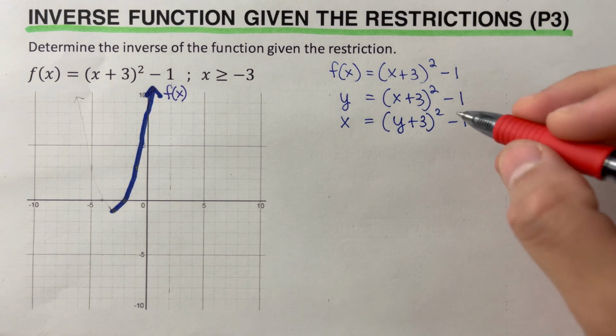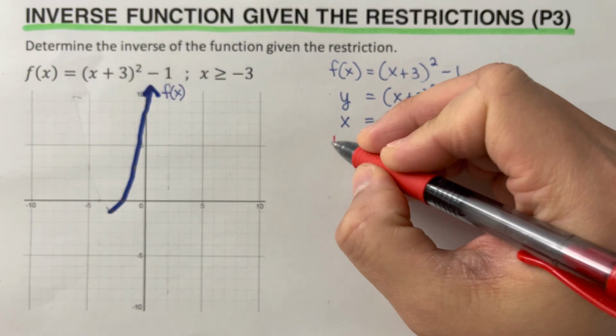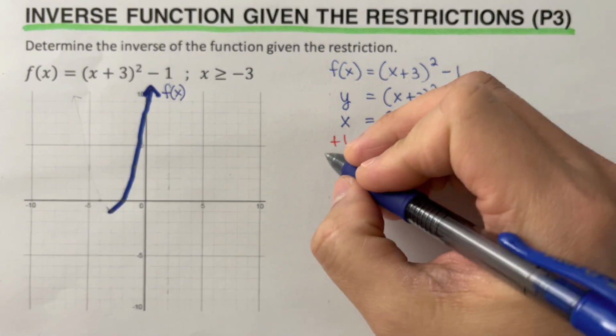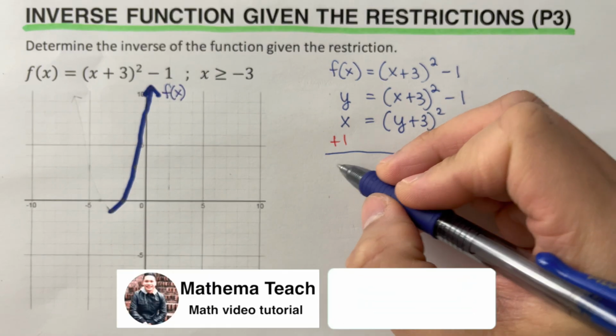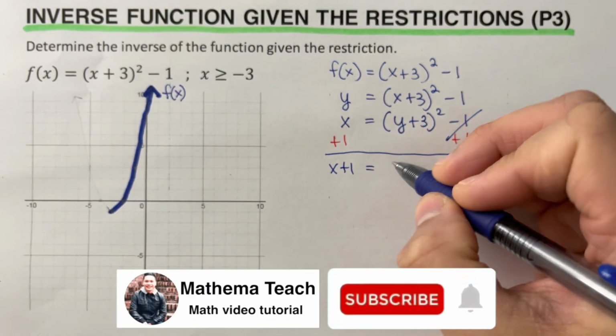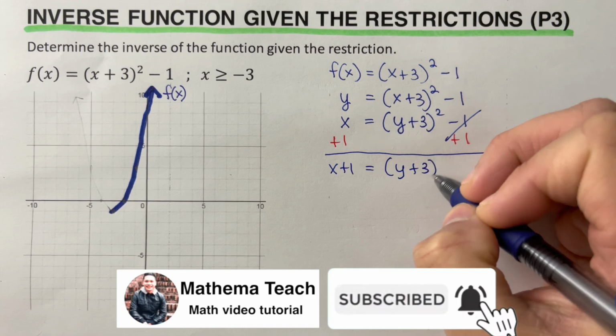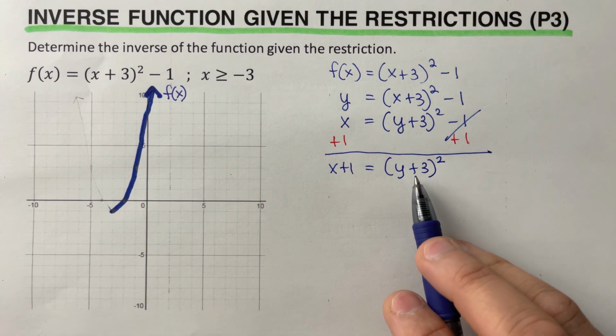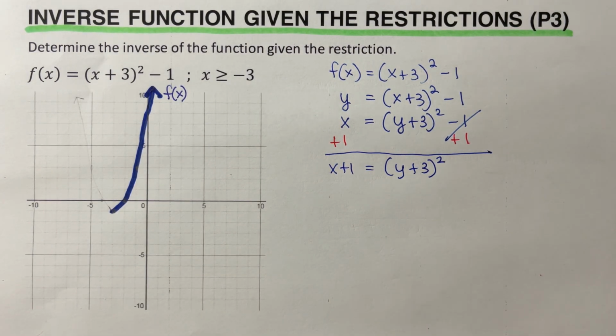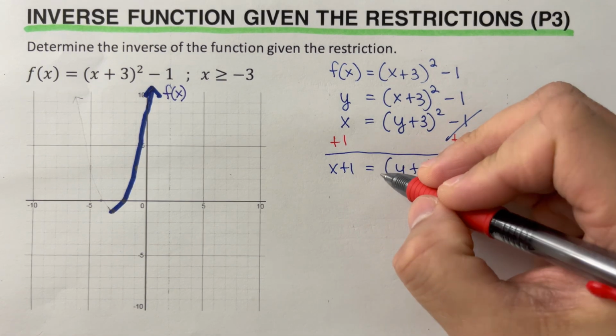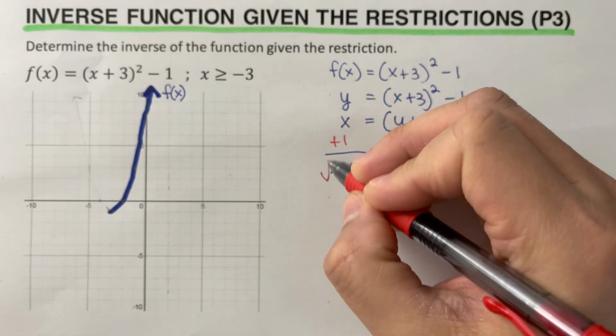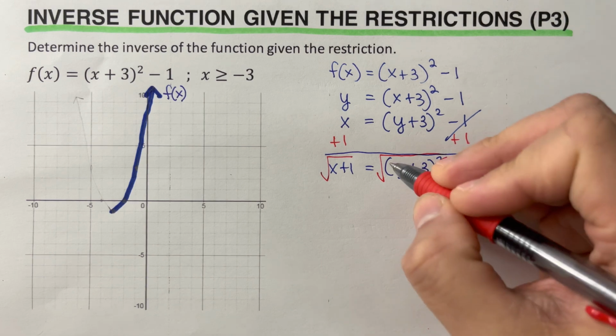So we can go ahead and add 1 to both sides, plus 1 and plus 1, so we can cross the 1 out. And so we are left with x plus 1 is equal to y plus 3 squared. Again, we are supposed to solve for y by itself. So the antidote for squared is square root. So we're going to square root both sides, and this will cross out the squared and the square root.